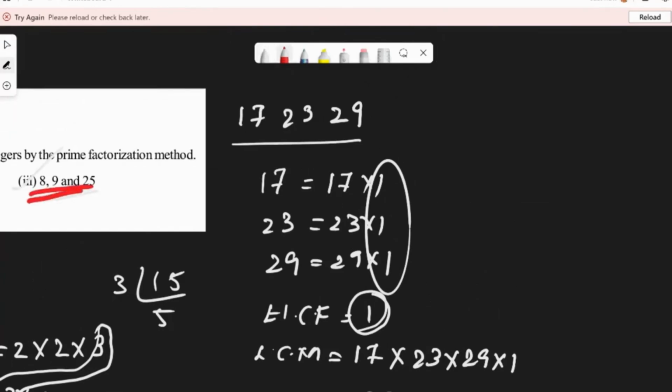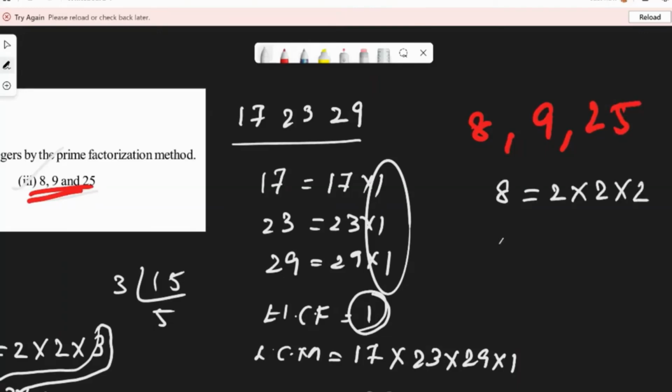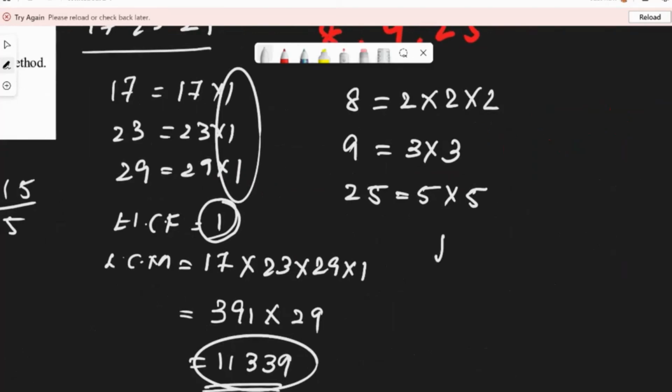Third sum, we have 8, 9 and 25. So 8 will be 2 cubed, so 2 into 2 into 2. 9 will be 3 squared, so 3 into 3. And 25 will be 5 squared, so 5 into 5. HCF will be the common number which is present in all the three prime factorizations. So we have no common number which is present. So HCF will be 1.